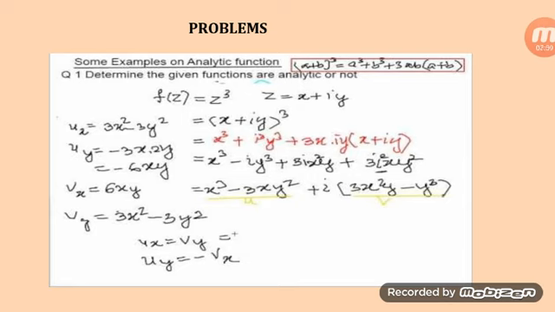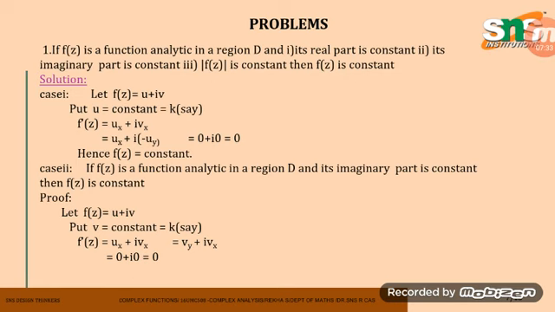Similarly, you can find the values of vx as well as vy. But the CR equation you have to check. So ux equal to vy, compare the equations. What is ux? 3x square minus 3y square. What is vy? 3x square minus 3y square, same. So the first equation is satisfied. If you see the second equation, uy is minus 6xy, and if you notice vx, that is nothing but minus 6xy, so that also satisfies the condition.